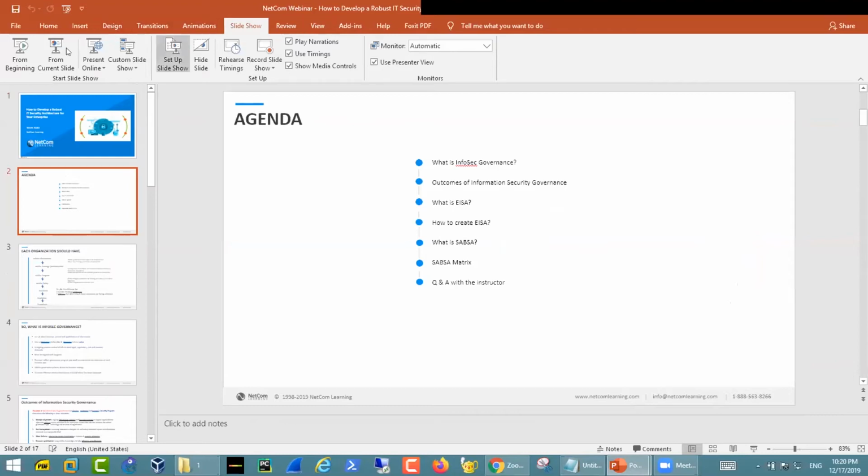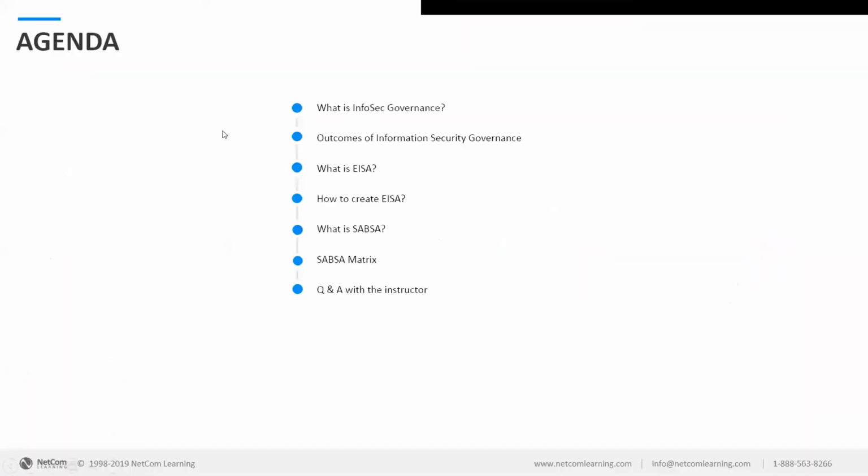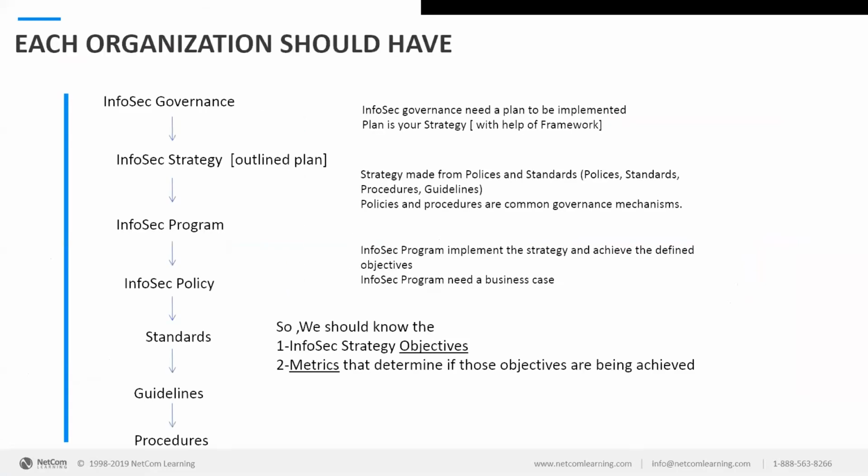So today we need to answer a few questions. The first question that comes to mind, and we talk about it now a little bit, is information security governance. What is the outcome of information security governance? Any organization will have information security governance. Governance means that I'm trying to make rules that we are going to follow in our organization. And when I say information security governance, here I'm talking about rules related to information security.